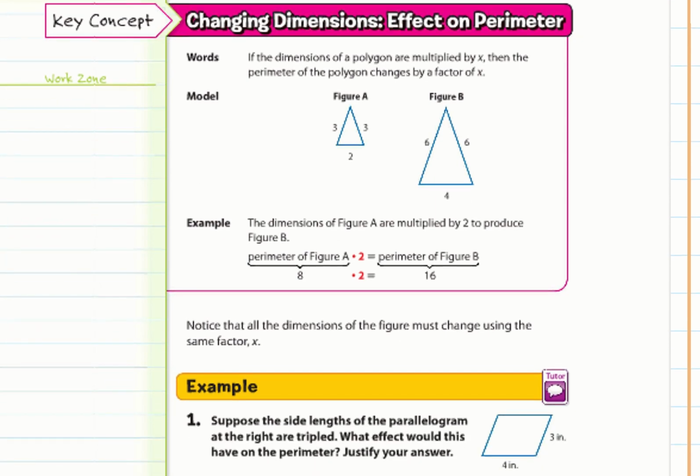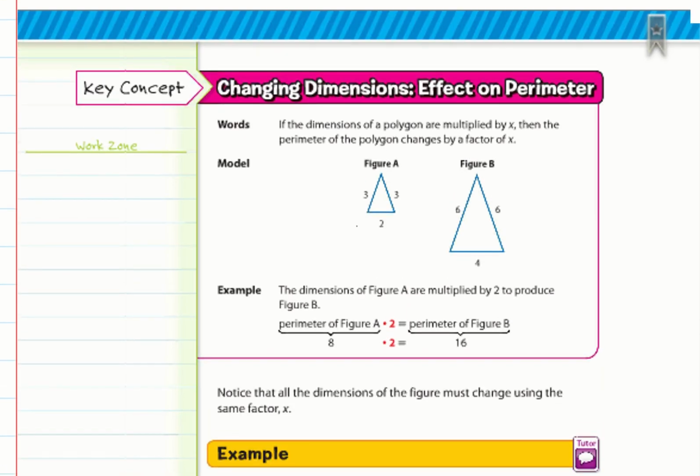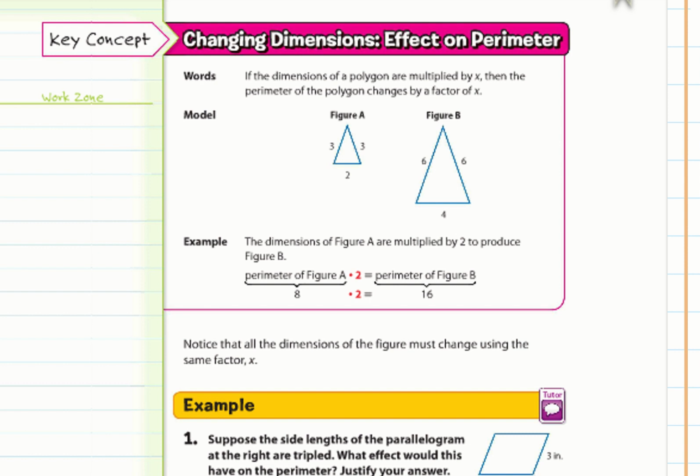So an example: the dimensions of figure A are multiplied by 2 to produce figure B. So the perimeter of figure A times 2 equals the perimeter of figure B. So 8 and 16. What they're saying is in figure A, if you look at all the sides, everything doubled. So we went from 2 to 4, and then 3 to 6. Since the sides all doubled, then the perimeter also doubled.